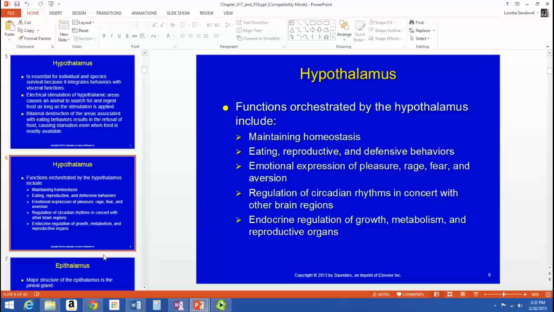It also helps regulate circadian rhythms in concert with other brain regions. So it doesn't do it on its own, but it's part of the system that does that. And also regulation of growth, metabolism, and reproductive organs.